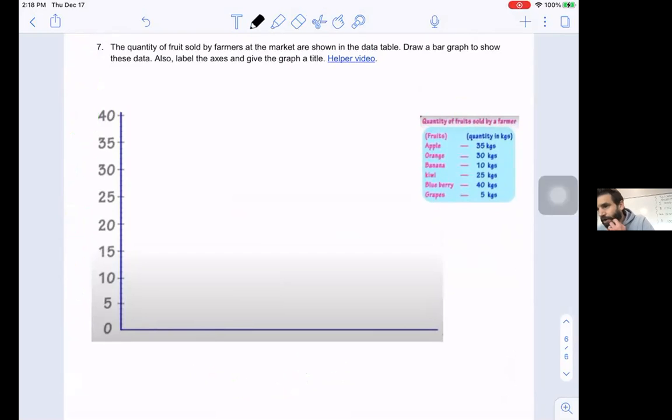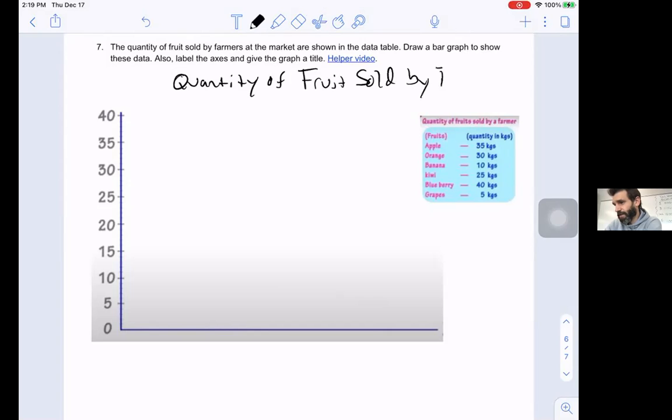Okay, so the quantity of fruit sold by farmers at the market are shown in this data table right here. Draw a bar graph to show these data. Also label the axes and give the graph a title. So this is maybe quantity of fruit sold by farmers. Not a great title, but workable.